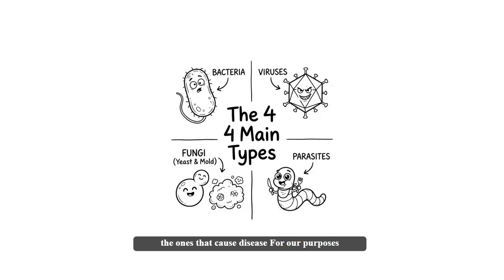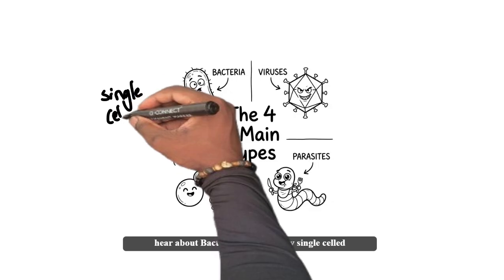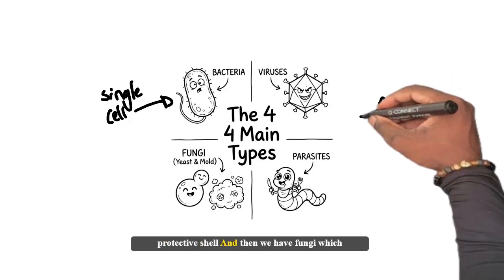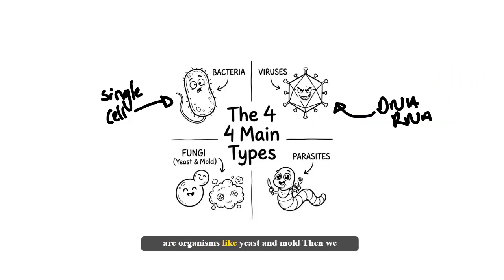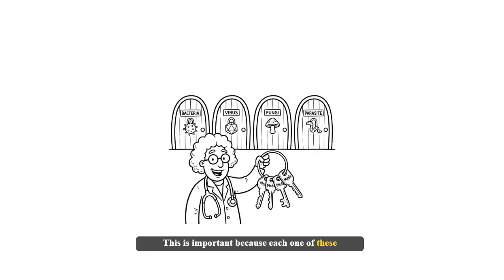For our purposes, there are four main types of microbes you'll hear about. Bacteria, which are tiny single-celled organisms. Viruses, which are genetic material in a protective shell. Fungi, which are organisms like yeast and mold. And parasites, which are organisms that live in or on us and feed off the host. This is important because each one of these microbes has its own targets when it comes to treating them, so we use different medications, and it's important to know what we're treating so we can use the right medication.